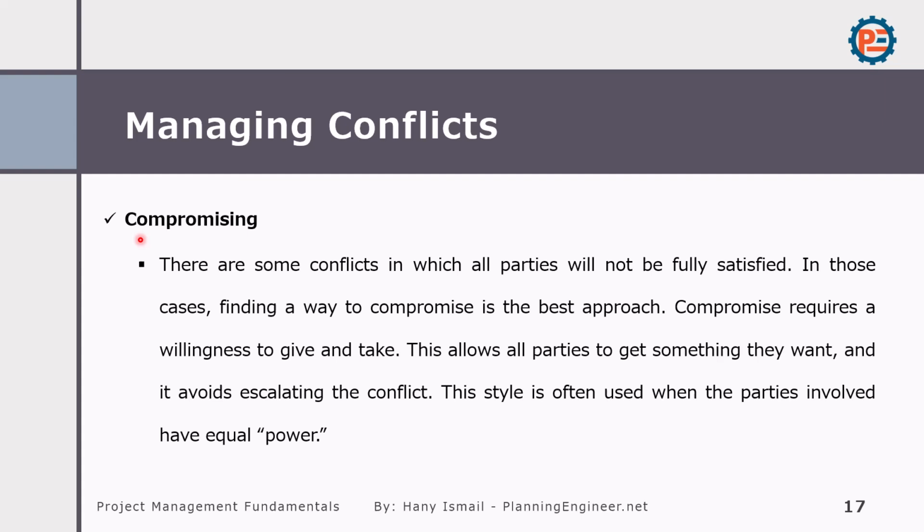Okay. Compromising: there are some conflicts in which all parties will not be fully satisfied. In those cases, finding a way to compromise is the best approach. Compromise requires a willingness to give and take. This allows all parties to get something that they want and it avoids escalating the conflict. This style is often used when the parties involved have equal power.